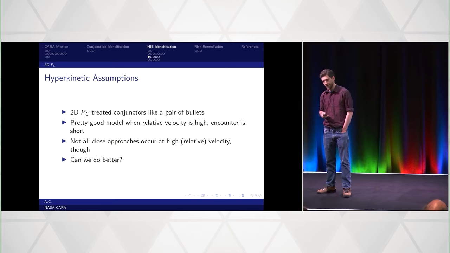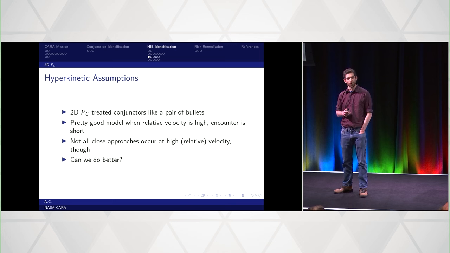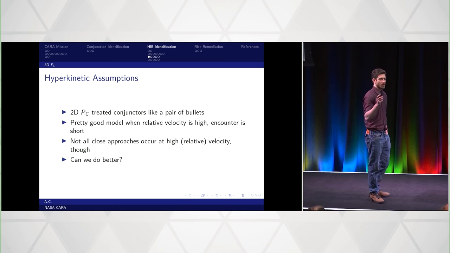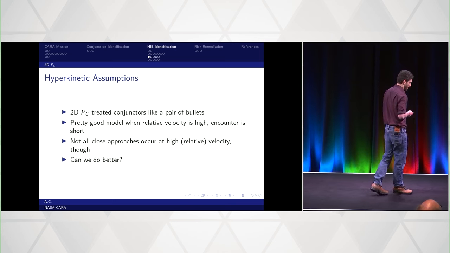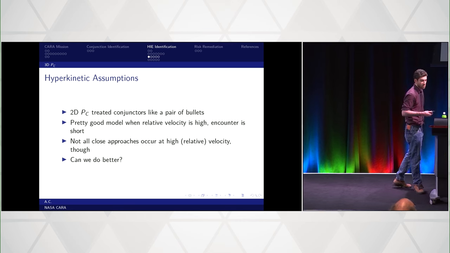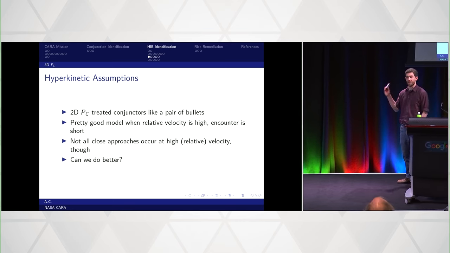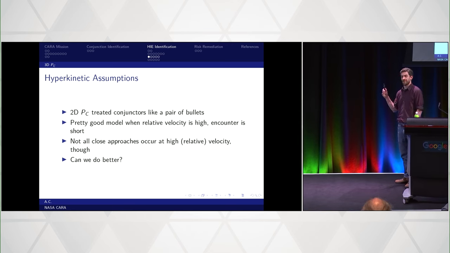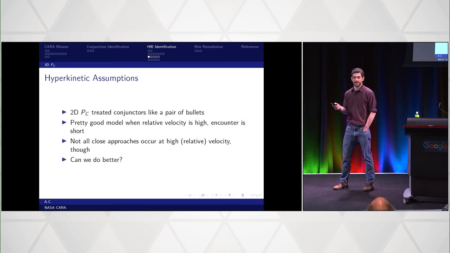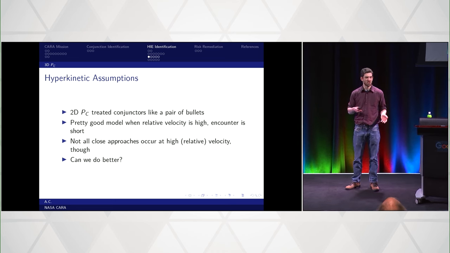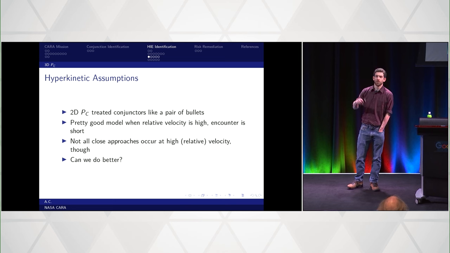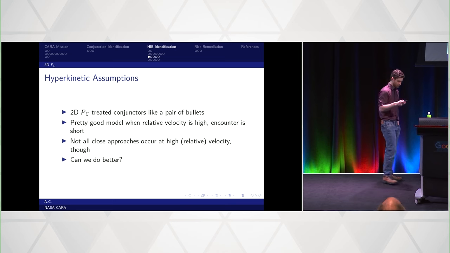But I mentioned this earlier. That was a whole lot of assumptions that we made. So we just treated our two conjunctures like a pair of bullets, and this is pretty good sometimes. Things in space are going fast, which means, because they have high absolute velocities, that they will frequently have high relative velocities. And then our hyperkineticity assumptions more or less hold. But they don't always occur like that. So can we do better?